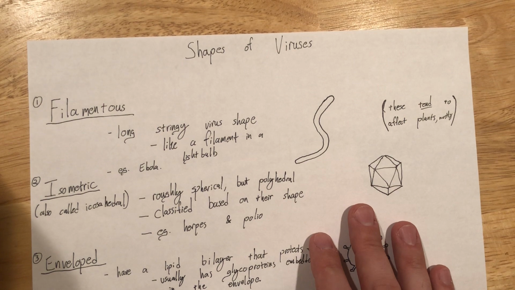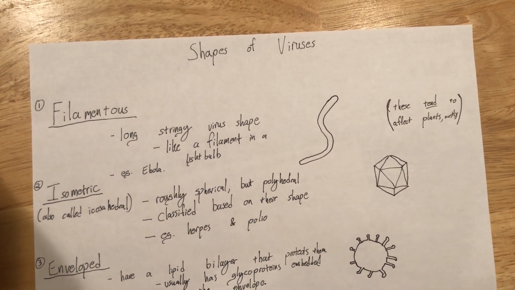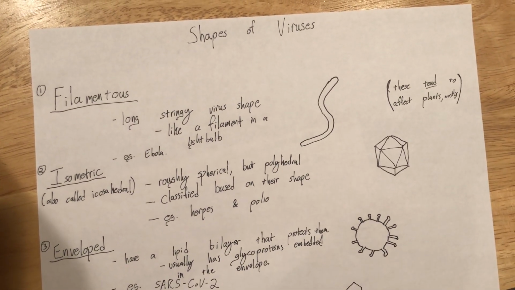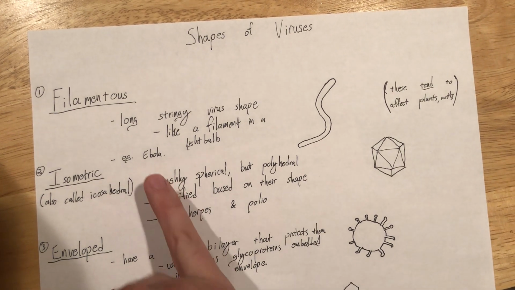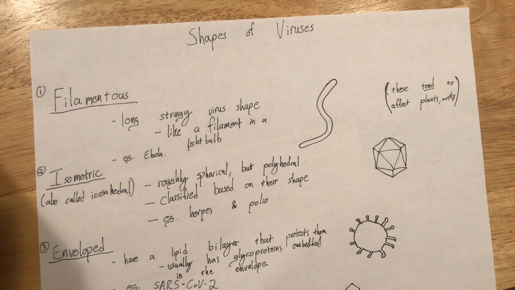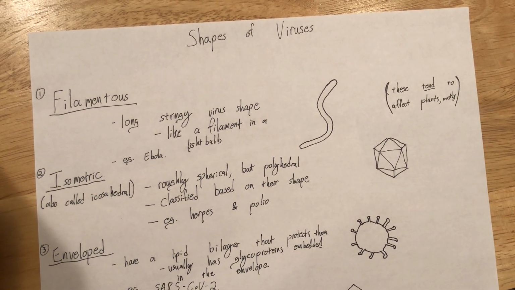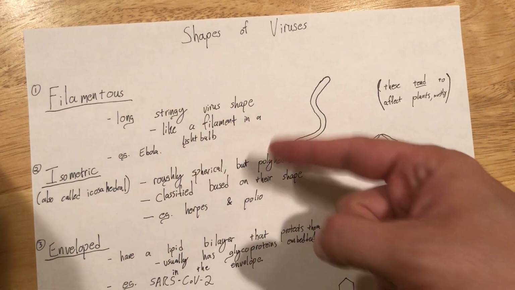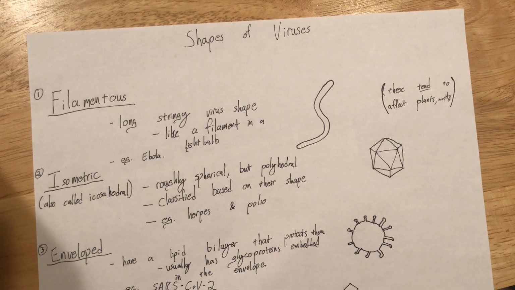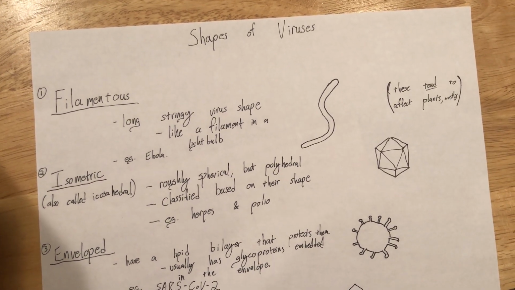Let's start with filamentous. These are long, stringy virus shapes. If you Google the Ebola virus, this is what you'll see. This is the typical filamentous virus for humans. They're called filamentous because they look like a filament, right? Like a filament in a light bulb, right? It sort of goes, although we're all using LEDs now, but whatever. Filamentous viruses actually tend to primarily be viruses that infect plants.